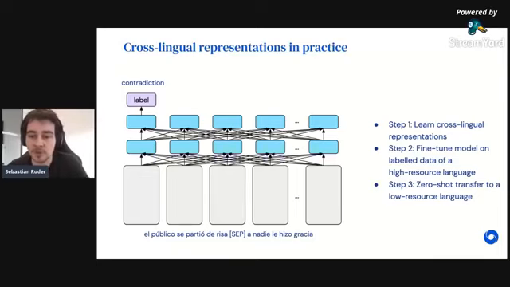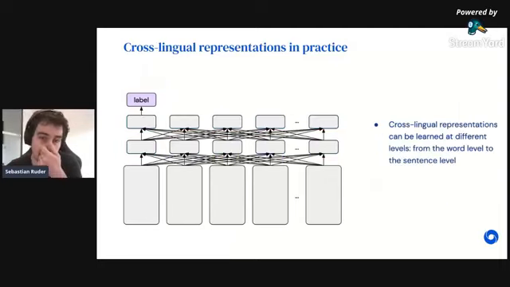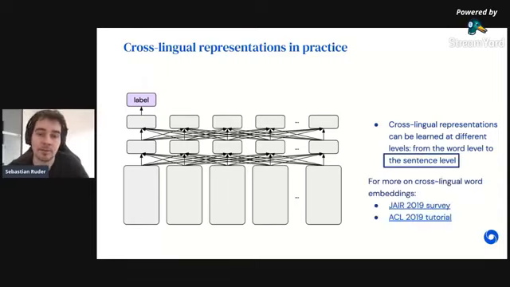And during this talk, I just want to go more in depth on what the promises and the weaknesses of these approaches are. In particular, these representations can be learned on different levels. As I mentioned before, early approaches focused on the word level. In this talk, I'm mainly going to be focusing on the sentence level representations. However, a lot of the sentence level representations are inspired by work on learning representations on the word level.